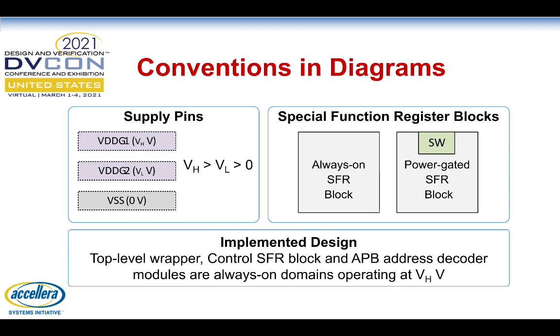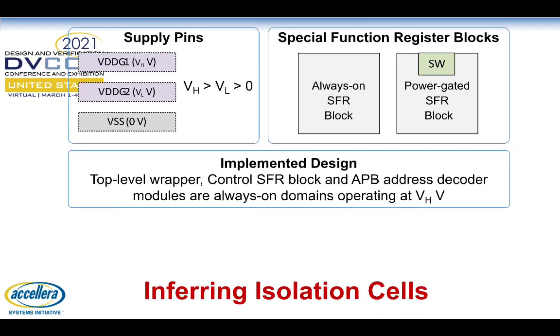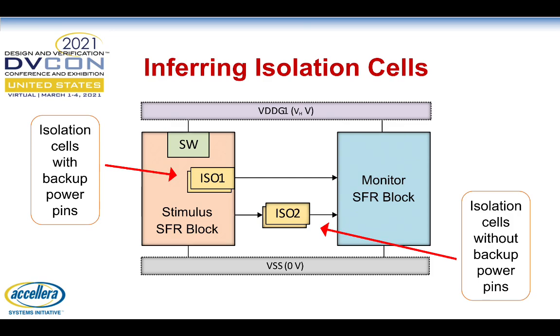Now in the design that we have synthesized, the top level module, the control SFR block and the APB decoder logic are all operating in an always on domain at the higher voltage level. Okay, so how do we infer isolation cells? Using a power gated stimulus SFR block and an always on monitor block, both operating at the same voltage level, we can infer isolation cells at the input or the output boundaries of the stimulus block.